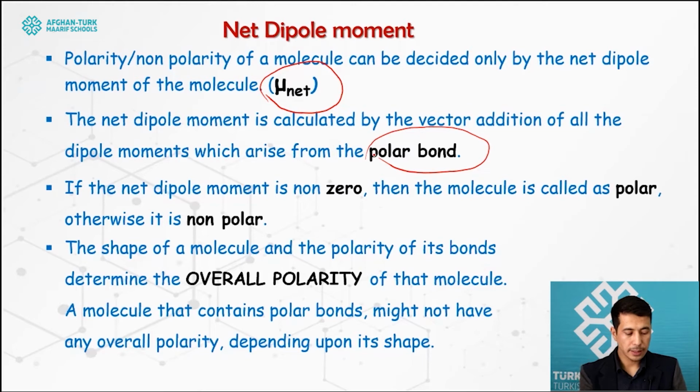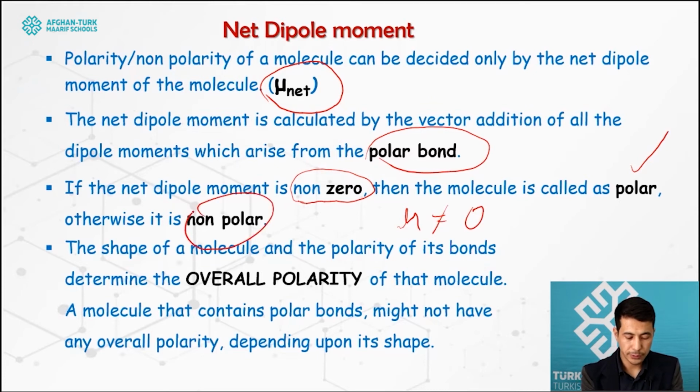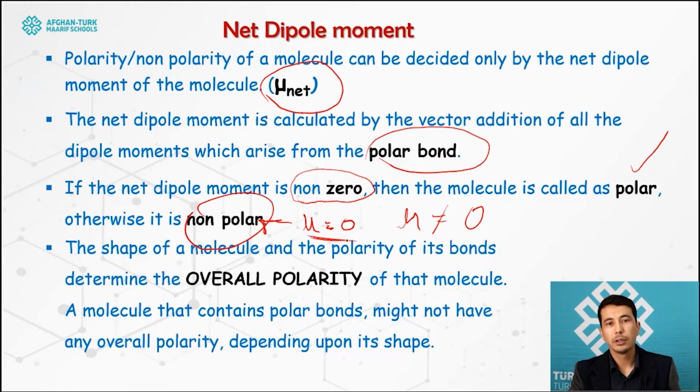And the next thing is, if a net dipole moment is non-zero, if mu is not zero, in this case the molecule is polar. Otherwise it is non-polar. If mu is equal to 0, it will be a non-polar molecule, and it will not have a dipole moment.